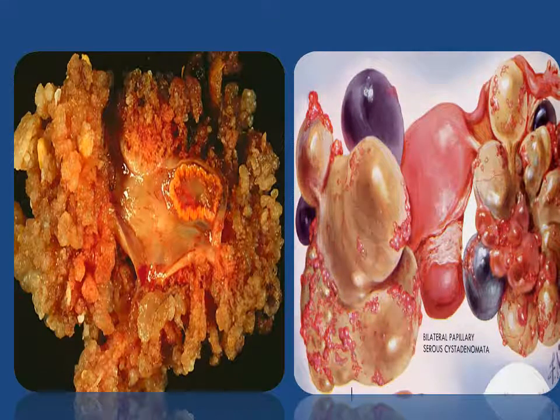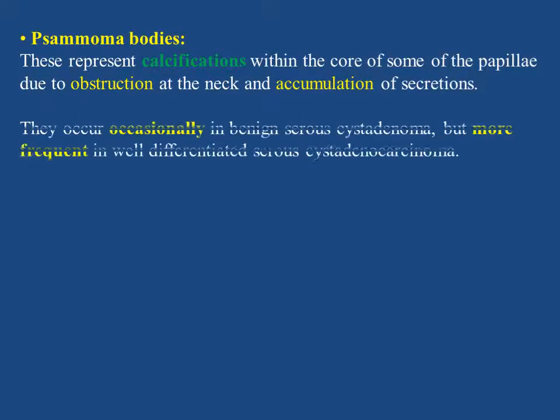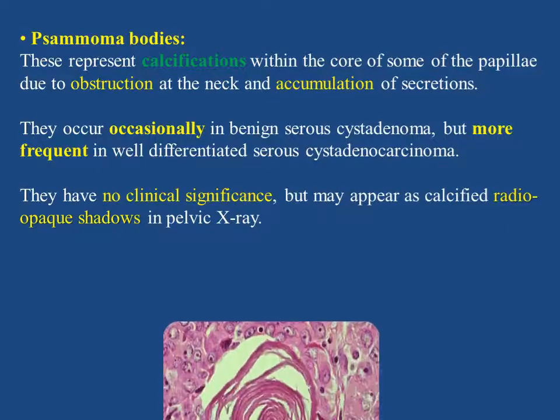This is the bilateral papillary serous cystadenoma. The psammoma bodies represent calcification within the core of some of the papillae, occasionally occurring in benign serous cystadenoma, more frequent in the serous cystadenocarcinoma. They have no clinical significance. In pelvic X-ray, they can appear as calcified radio-opaque shadow.